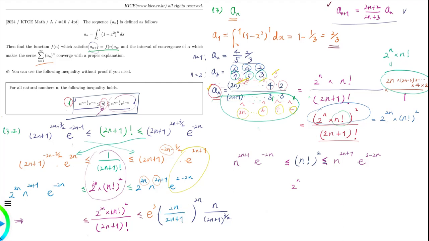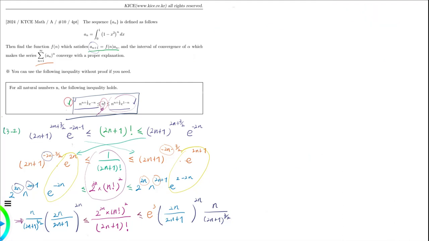Okay, so we do the same thing for the lower bound, and they are cancelled out, and there's some quantity to the 2n power here, same power, and what's left is n over 2n plus 1 to the 3/2 power, and inside the parenthesis is 2n over 2n plus 1.